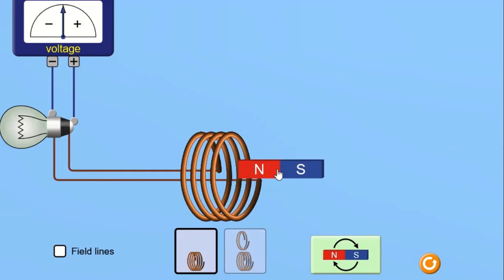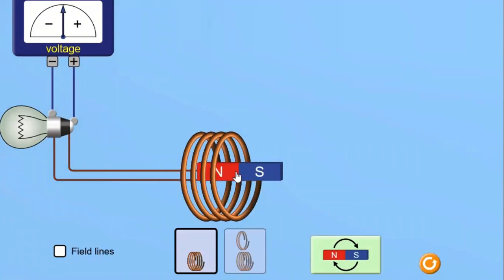Let's see one more time. Put your eye on the bulb and the meter. Now I'm going to move the bar magnet. As I move, the bulb glows. As I stop moving, the bulb stops. I start to move again, the bulb glows.